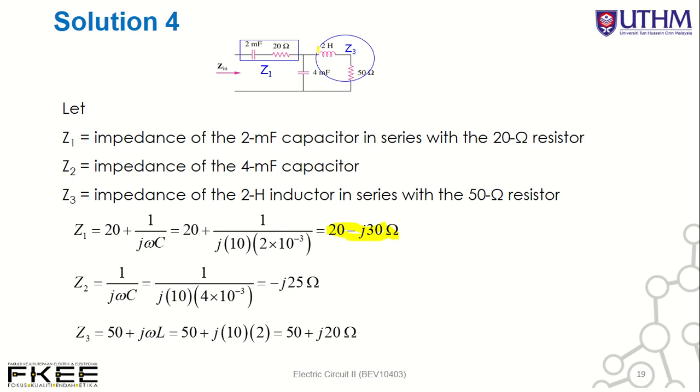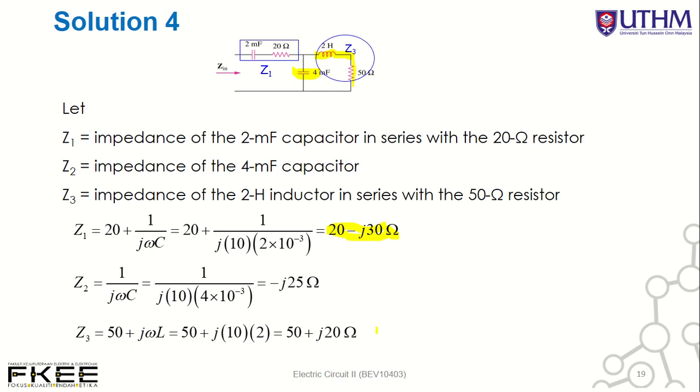Z2 is very easy to calculate because it is in series; it's just a sum of R and C, or R and L. This is our Z2, with ZC equal to 1 over j omega C. And Z3 is basically the series combination of L and R, so 50 plus j omega L.